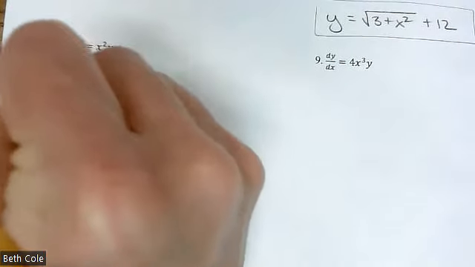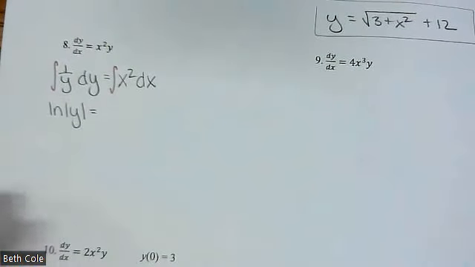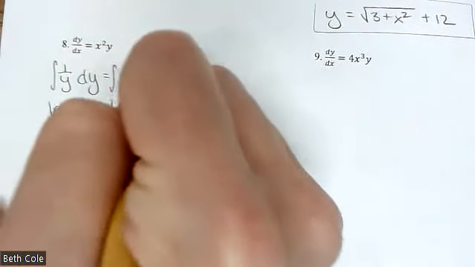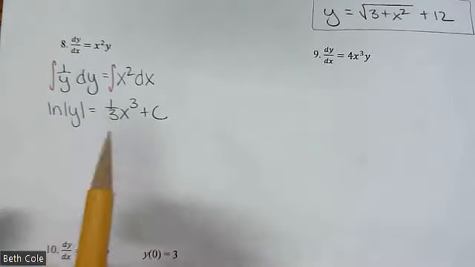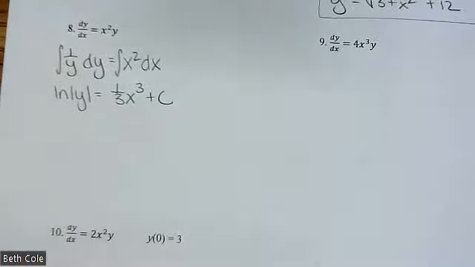This will be ln of y equals 1/3 x cubed plus c. Is there an initial condition? No, so skip that. We're going to get a general solution, an infinite number of solutions. We have to get y by itself. Do you remember how to cancel out an ln?